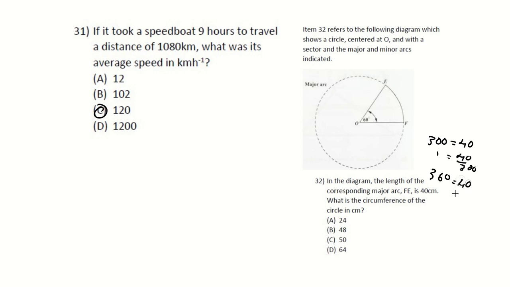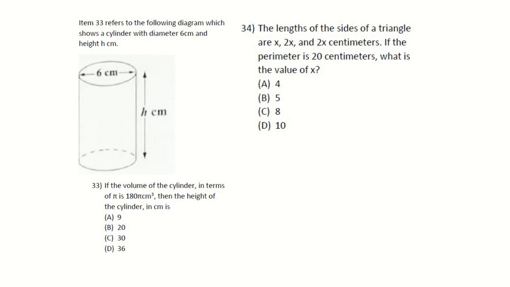360 would be 40 over 300 multiplied by 360 over 1. Cross off these zeros. 3 into 3 is 1. 3 into 36 is 12. 12 by 4 is 48. So the answer is B.